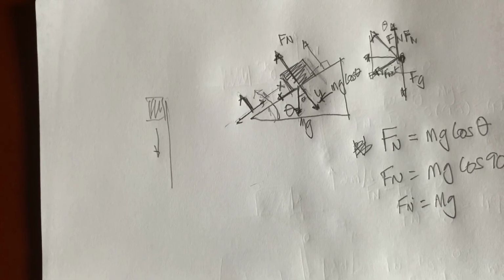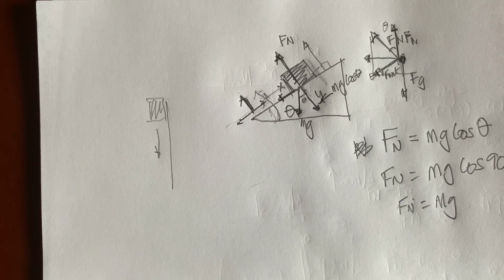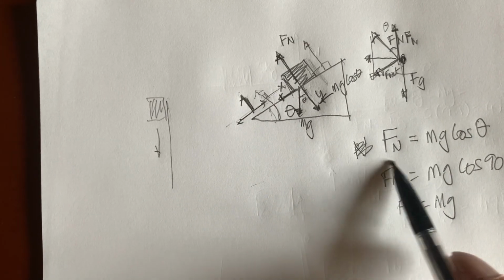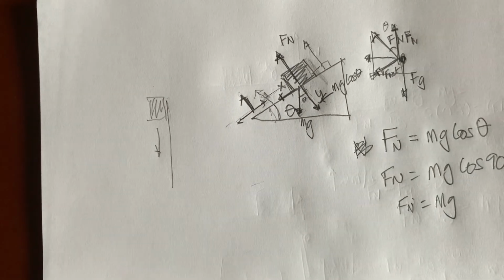Okay, so that's how you simply find the normal force on an incline. You can pretty much eventually end up just memorizing it, that it would be mg cosine of theta, where theta is the angle of the incline.